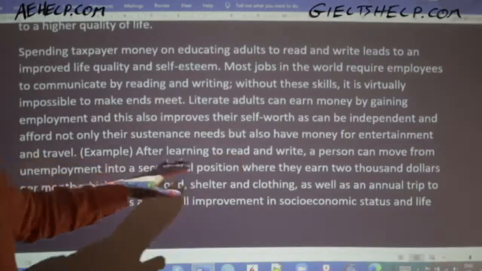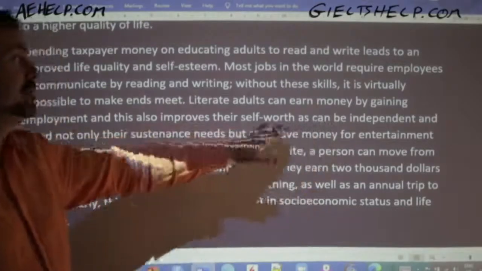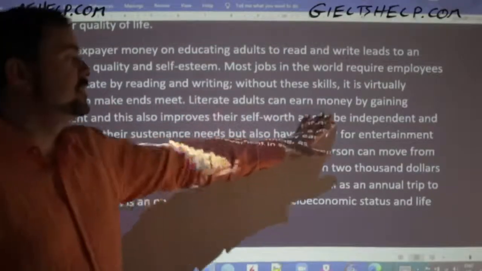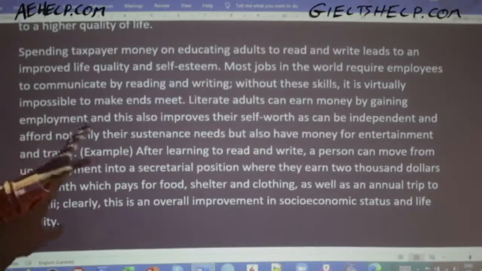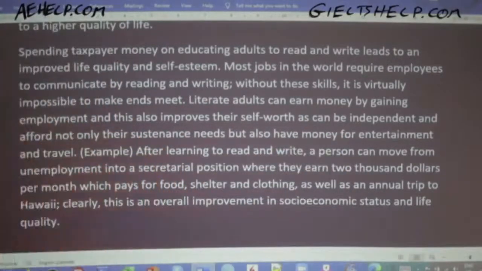Literate adults can earn money by gaining employment, and this also improves their self-worth, as can be independent. Okay, that doesn't make sense, so I have to fix that. So this was a fix that actually broke the sentence. So literate adults can earn money by gaining employment, and this also improves their self-worth through independence.